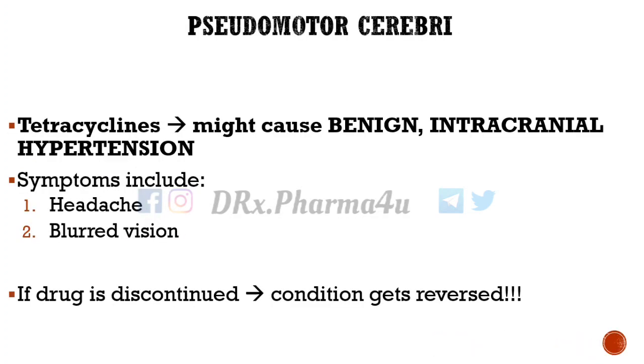This is very rare. It's not very commonly seen. It's called pseudotumor cerebri. So tetracyclines can cause benign intracranial hypertension, which is known as pseudotumor cerebri. So it can cause headache or blurred vision. So if you are under tetracycline therapy and you are experiencing blurred vision, then definitely you should report to the physician or the pharmacist. But the good news is, if the drug is discontinued, then the condition gets automatically reversed.